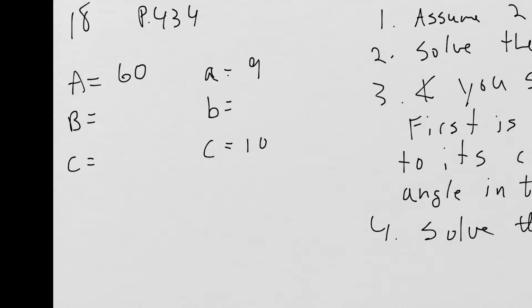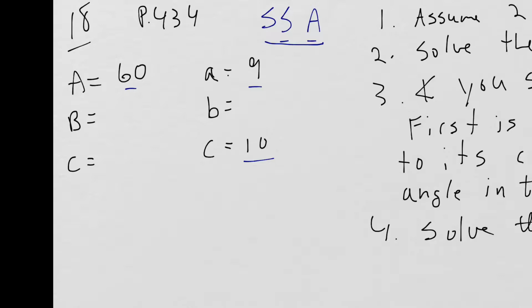Okay, so this is number 18 on page 434. Here's what we're given. We're given side, side, angle. We're given a side, and the angle across from the side. Okay, so when we're given this, we're in trouble. On our note sheet, this is called the ambiguous case.